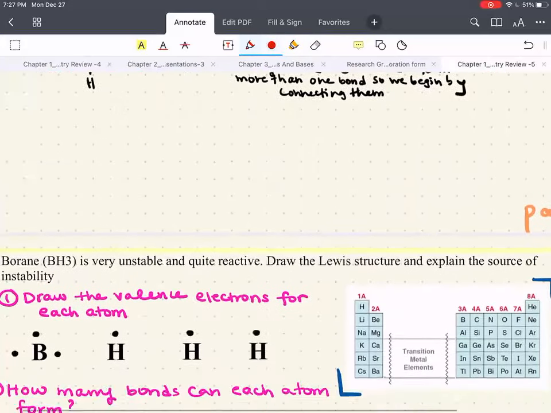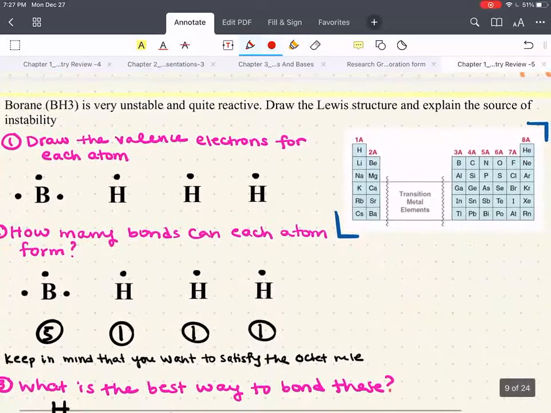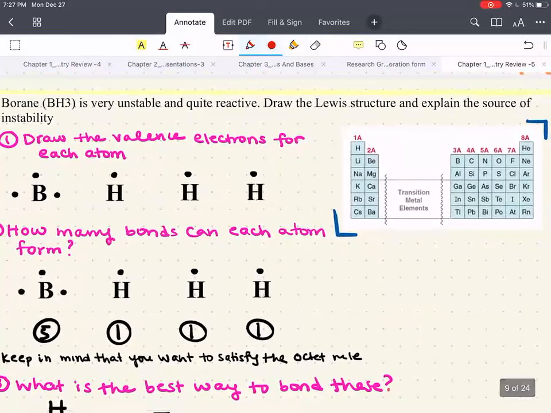Okay, let's do one more. Borane, BH3, we kind of already drew this prior, but we're going to do this step by step. It is very unstable and quite reactive. Draw the Lewis structure and explain the source of instability. So remember, draw the valence electrons for each atom. Boron's right here. It's in group 3A. That means it has 3 valence electrons. And each one of our hydrogens has one valence electron.